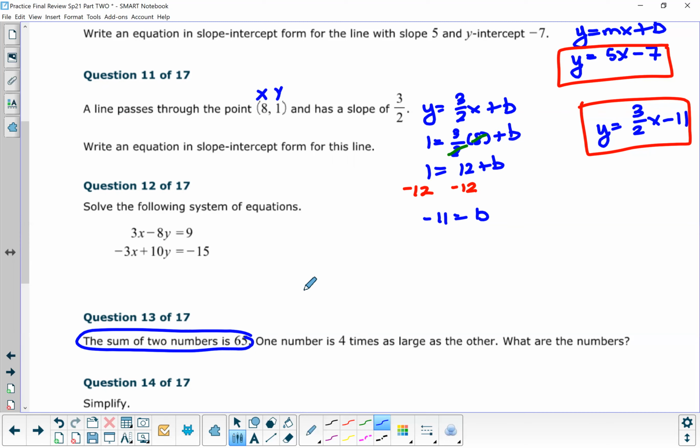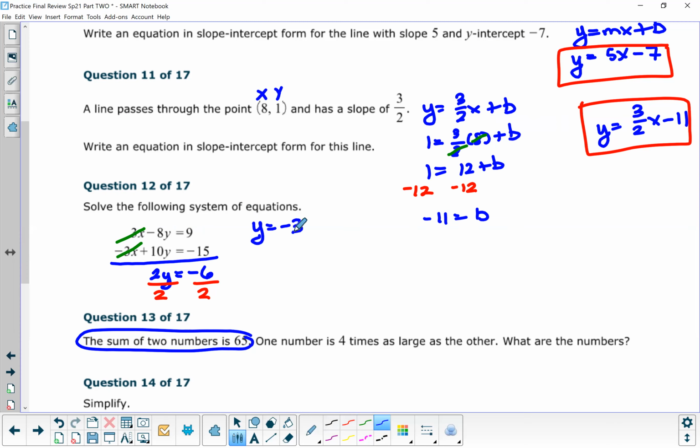We have: solve the following system of equations. 3x minus 8y equals 9, negative 3x plus 10y equals negative 15. So that is actually set up very nicely for elimination. If I add these two equations, I can see the 3x and the minus 3x is eliminated. The negative 8y plus the 10y gives me 2y, and then 9 plus negative 15 gives me negative 6. So if I divide both sides by 2, I get y is equal to negative 3.